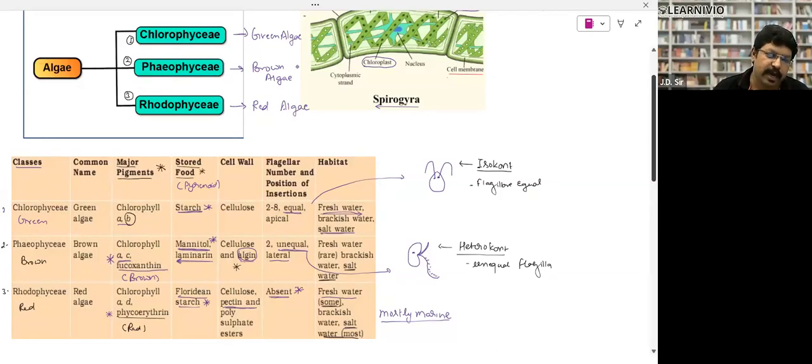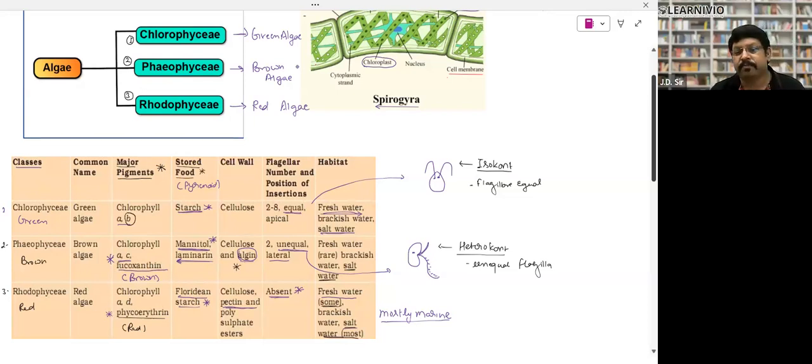Again, chlorophyll A and B are found in the Chlorophyceae. In Chlorophyceae, what will be the question for you in the medical examination? Most of the time they ask you the shape of the chloroplast. Like you can see in Spirogyra, it's a green algae and the chloroplast is ribbon-shaped. Right? So that is the sort of question that is asked.